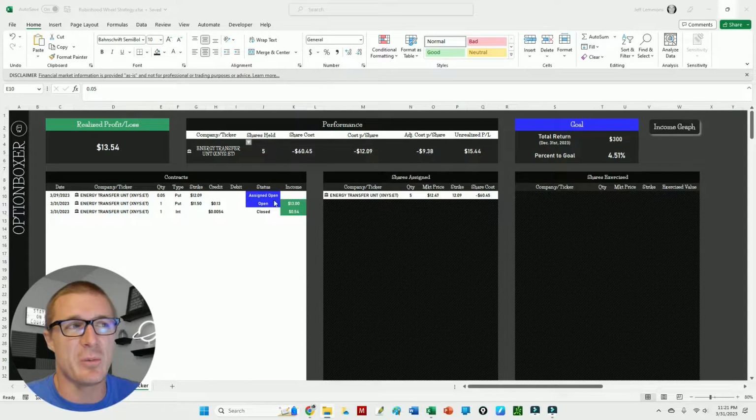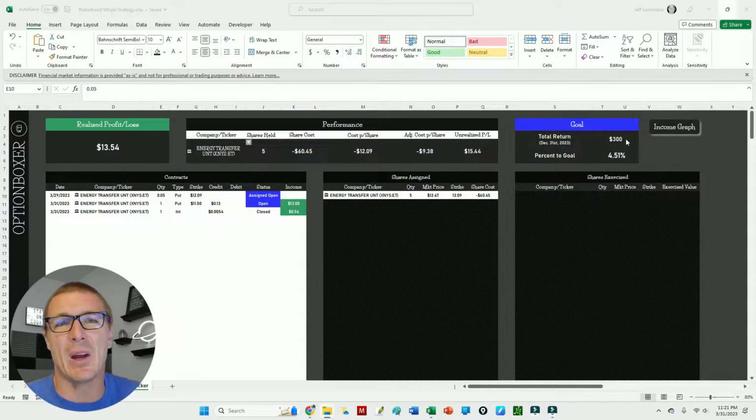My adjusted cost per share is taking the income that I've made and subtracting that out. So my adjusted cost per share is $9.38. For me, I wanted to keep track of that number. And then my unrealized P&L is my total income plus whatever market gain or loss I may be looking at the moment.